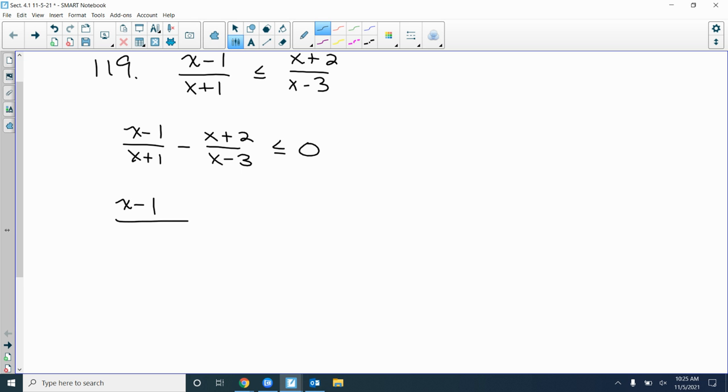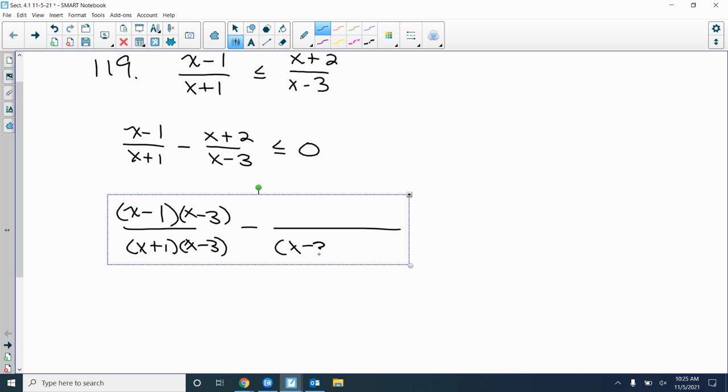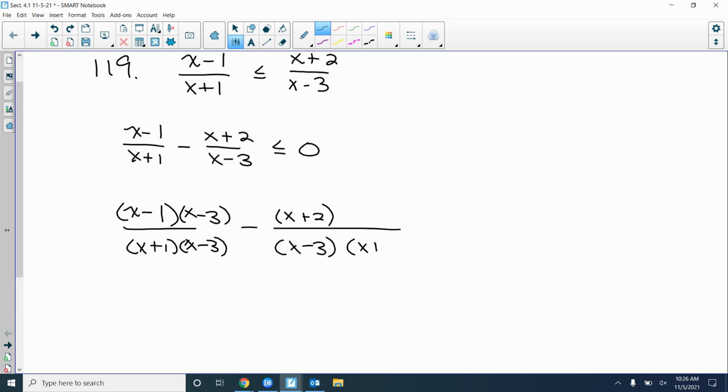This is going to be acting up all period, I think. x plus 1. All right, this will be x. Add in x minus 3. Minus. Okay, I got this x minus 3. This x plus 2. So what do I add to both of those? x plus 1. And we want to see where that is less than or equal to 0.